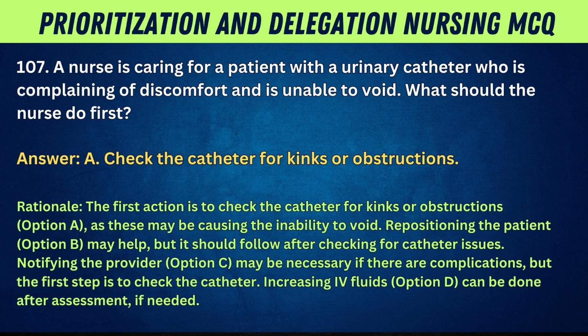Rationale. The first action is to check the catheter for kinks or obstructions, option A, as these may be causing the inability to void. Repositioning the patient, option B, may help, but it should follow after checking for catheter issues. Notifying the provider, option C, may be necessary if there are complications, but the first step is to check the catheter. Increasing fluids, option D, can be done after assessment if needed.